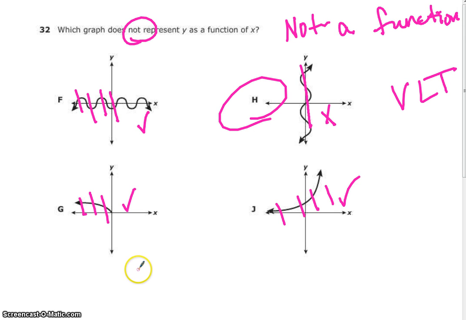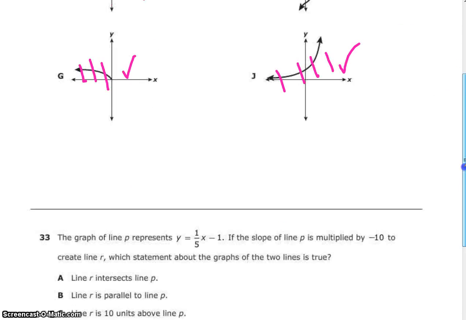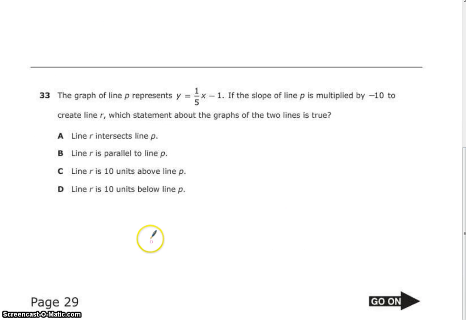Read carefully because they're not going to bold or underline the word not. And if you weren't checking all of your answers, you would have gone, oh, this is a function, here it is. But when you go back and read, you realize it's supposed to be not. That's why you check everything. If you thought this was the answer, you would have realized when you got to G, oh, that's a function too, what's going on? And you would have gone back and reread the question. So read carefully and check all answers.